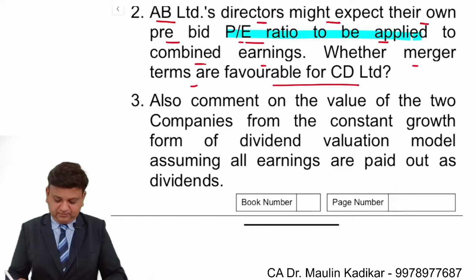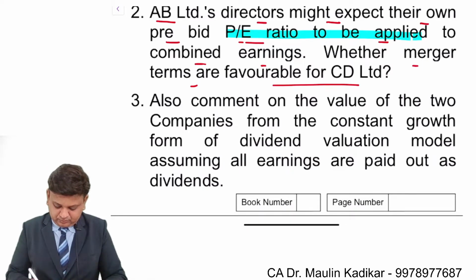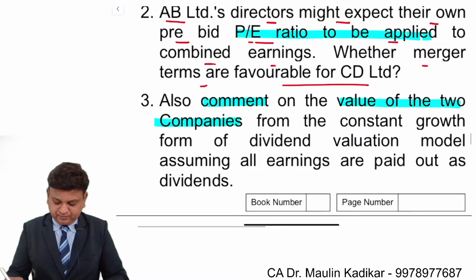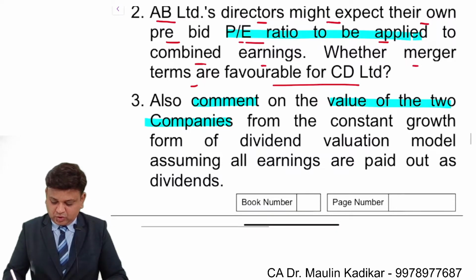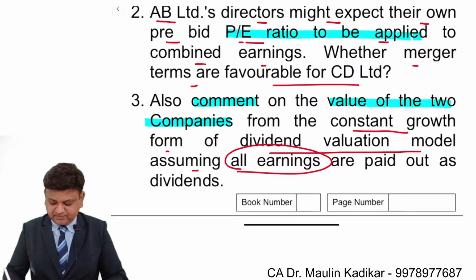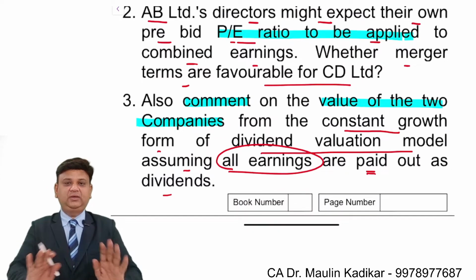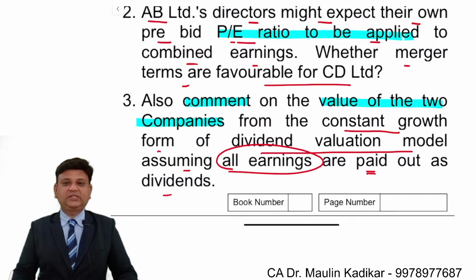Third part of the question, also comment on value of the two companies from constant growth form of dividend valuation model, assuming all earnings are paid out as dividend. So if at all the entire earning is paid in form of dividend, then in that case, what is the valuation?